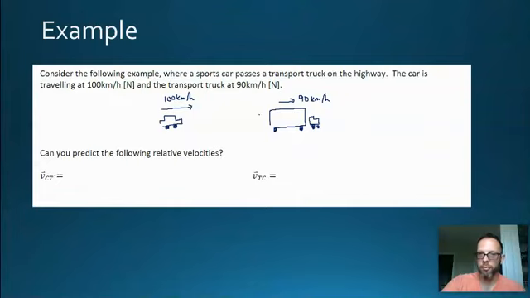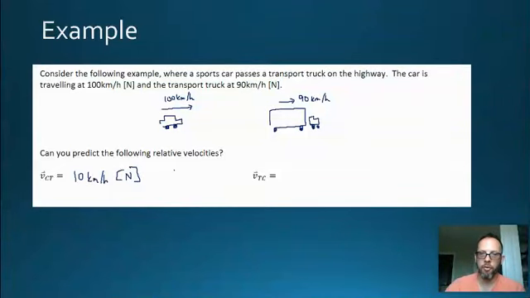Well, if you're in the truck, and you can imagine when somebody slowly overtakes you on the highway, you see them moving past you at a relatively slow speed. And that speed is the difference between your two speeds with respect to the ground. So the truck is going to see this car drive by at 10 kilometers per hour north. That truck slowly sees the car pass him in the north direction.